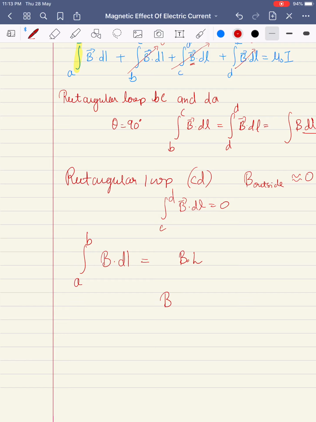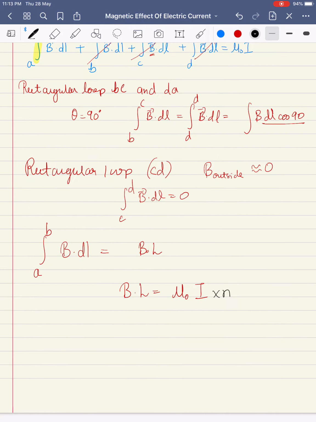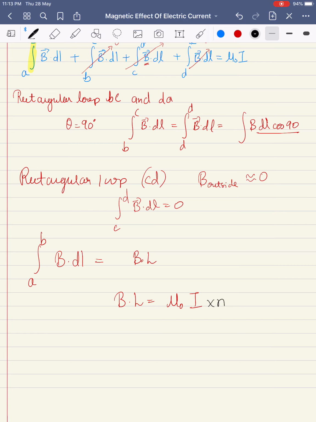Now this I will be multiplied by N. Why will it multiply with N? What is N basically? N is the number of turns of the solenoidal coil. That means number of turns of the circular loop that we have considered. Okay, getting it clearly? Okay, so we'll multiply it with capital N. Let capital N be the number of turns of the circular coil. N indicates number of turns of circular coil.